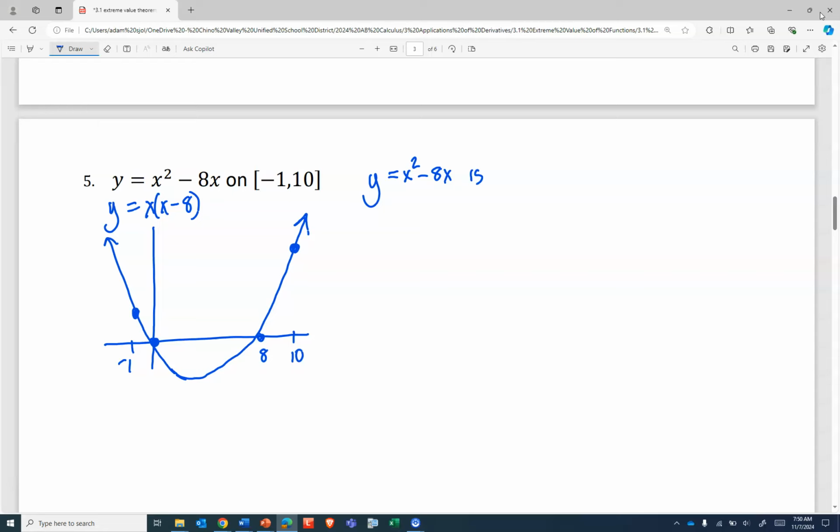So y equals x squared minus 8x, we're kind of getting bored with this, is continuous on negative 1 to 10. So a maximum and minimum are guaranteed. You are writing the word maximum every time, right?